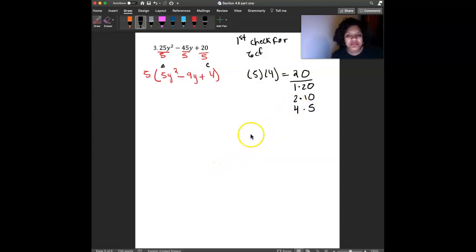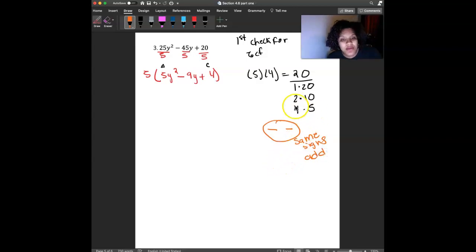Yep. Now I need to find my signs. So the first sign is going to be a negative. Then a negative times a positive is a negative. So I have the same signs, which means I am going to add. So out of these ones, which ones add to negative 9? The 4 and the 5.